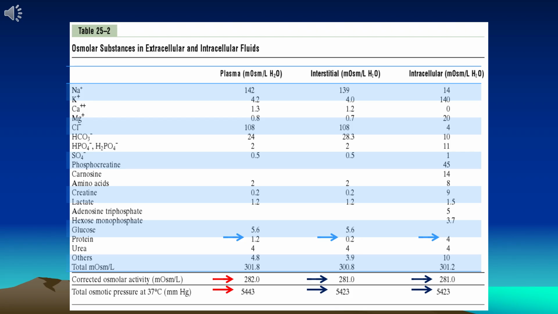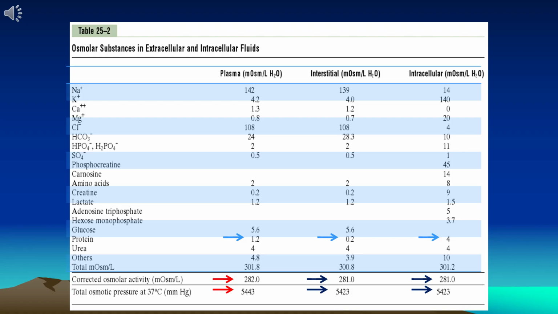In the extracellular fluid, both plasma and interstitial, the dominant osmole is sodium. You can see sodium and its accompanying anion, chloride, make up the vast majority of osmolarity here. This is why serum sodium is the primary determinant of plasma osmolality. Inside the cell, the picture is completely different. The dominant osmole is potassium.